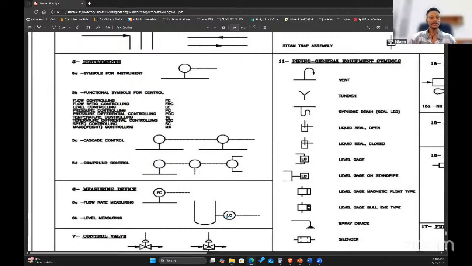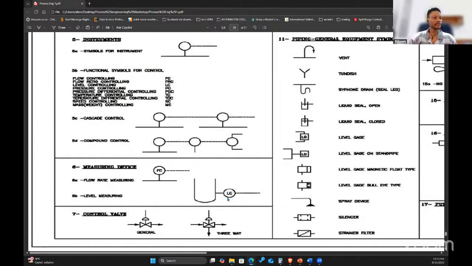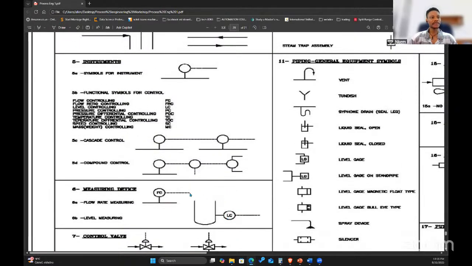In this case, can we have this particular page after the class? Okay, sure, not a problem. I'll share it.